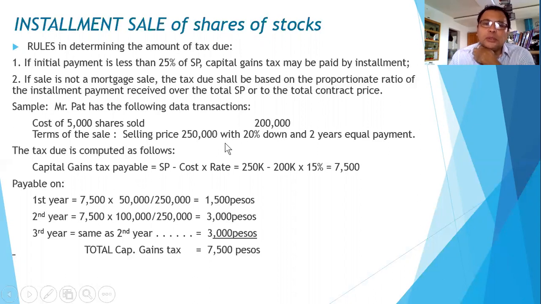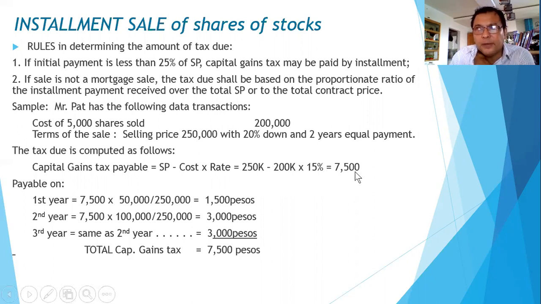So now we will compute the tax due. Compute the capital gains tax. Simply we get the selling price of 250,000 minus the cost of the shares sold, then times the rate. In this transaction, the selling price is 250,000, minus the cost of 200,000 pesos. That gives you 50,000, and times the rate, which is 15%. That gives you a capital gains tax payable of 7,500 pesos. This is due for the sale of the shares of stocks.